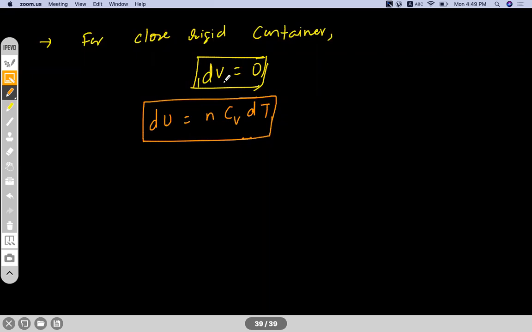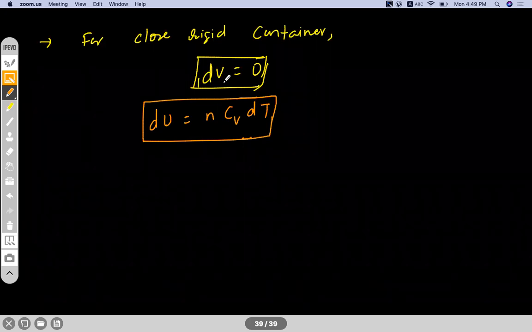Tell me, any doubt in this? Now you understood from where we get this formula of du, and why du is equal to ncv dt is applicable for all processes, whether the volume is constant or not.